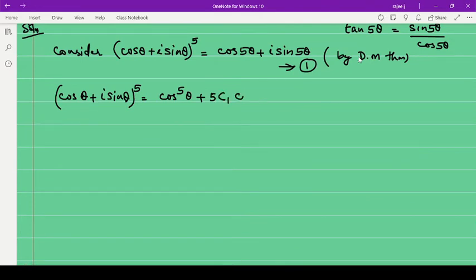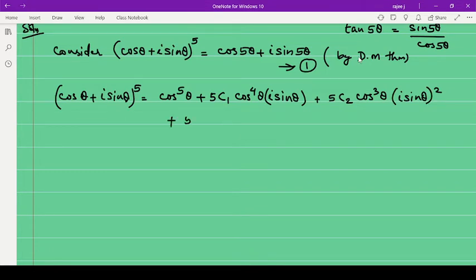5c1 cos raised to 4 theta, nc1 cos raised to 4 theta, n is 5 here, into i sin theta. Okay, first this is cos raised to 4 theta, then i sin theta, plus 5c2 cos raised to 3 theta, and i sin theta squared. So do not forget to put this bracket. Okay, if you write like this and then simplify, it may be mistaken, so put the bracket there.